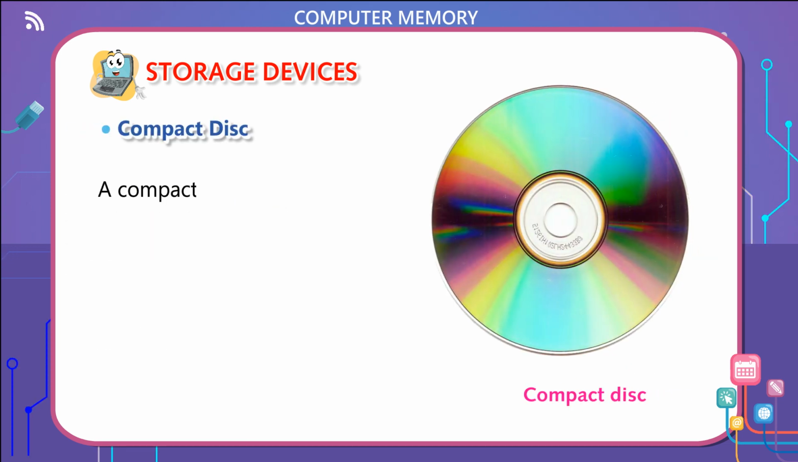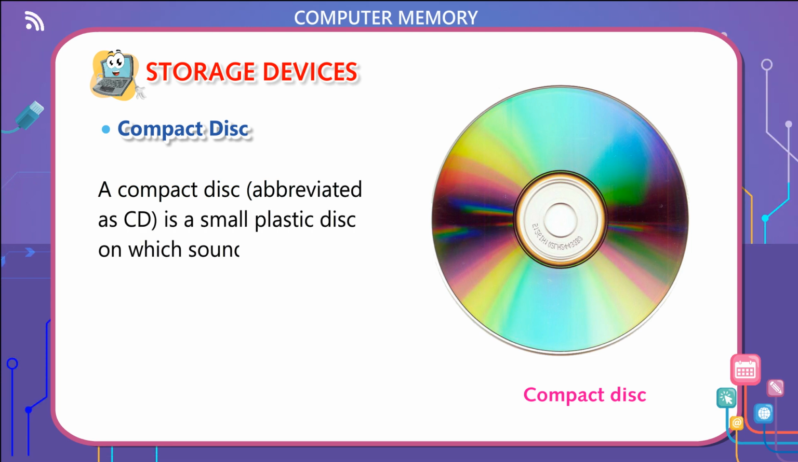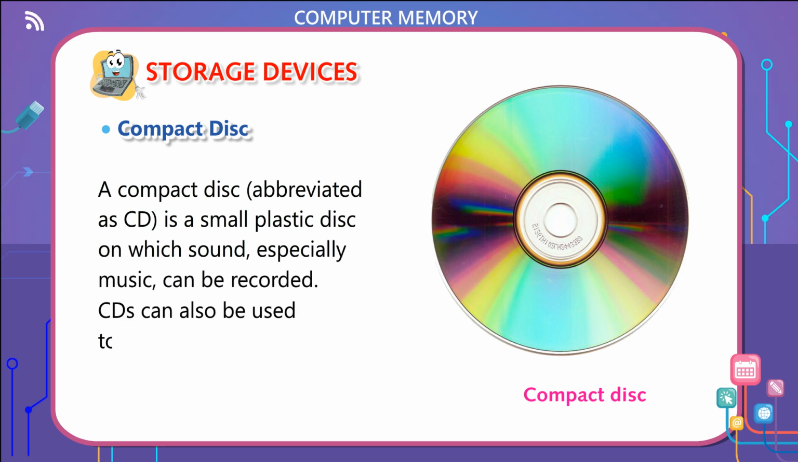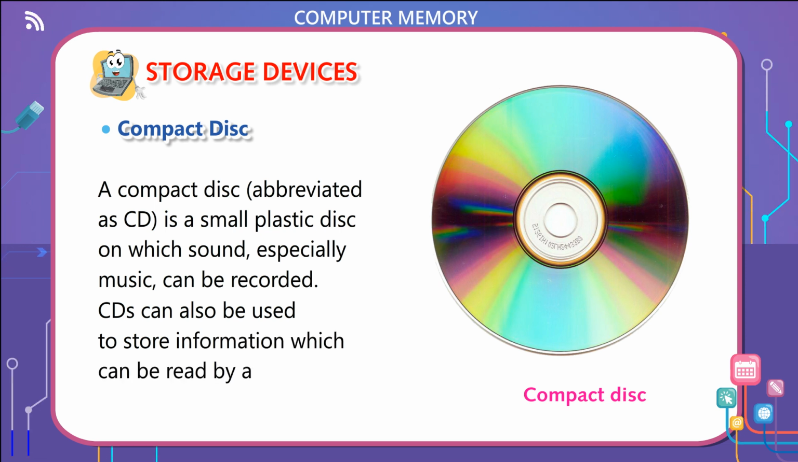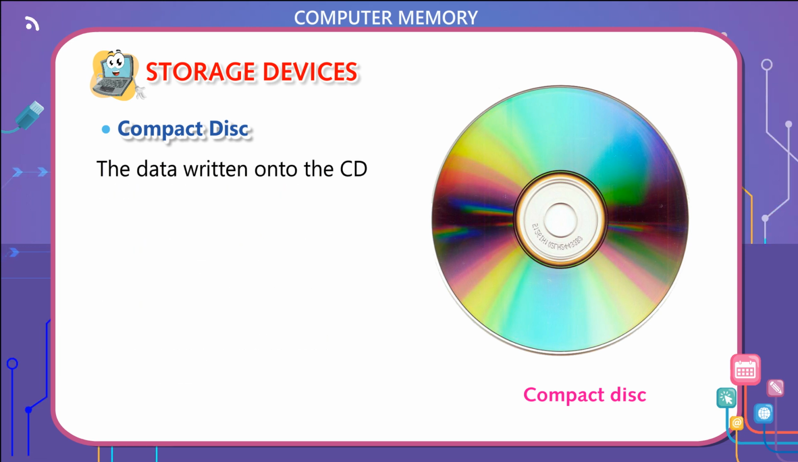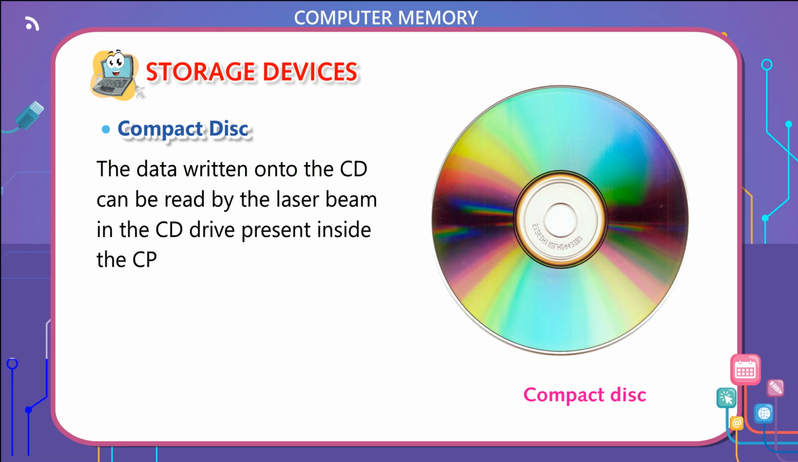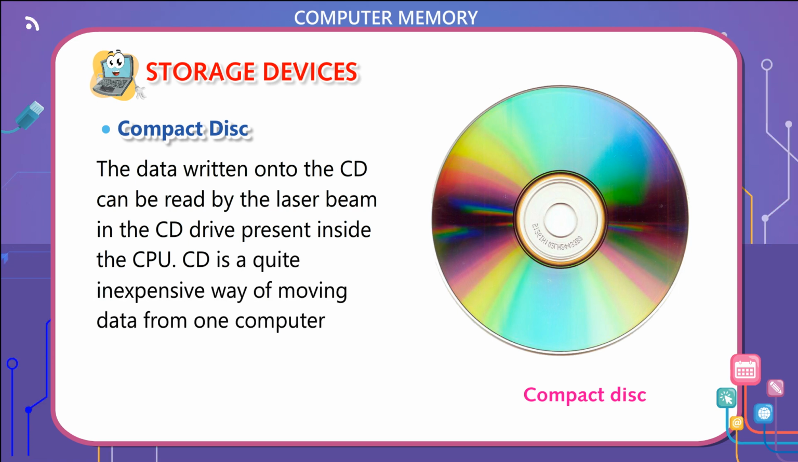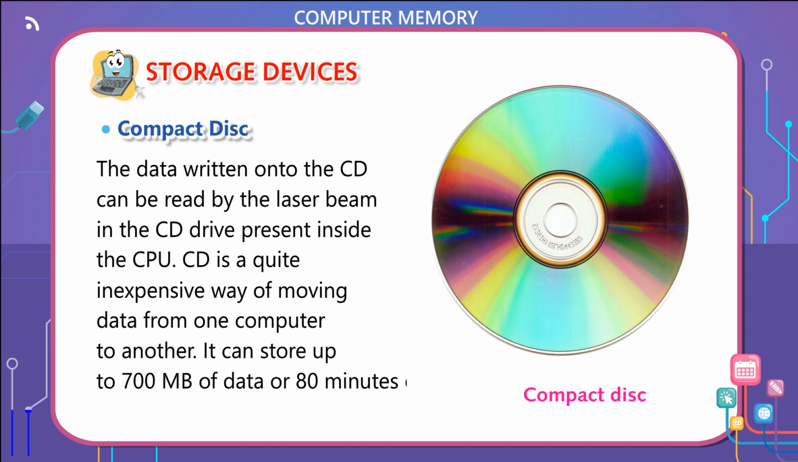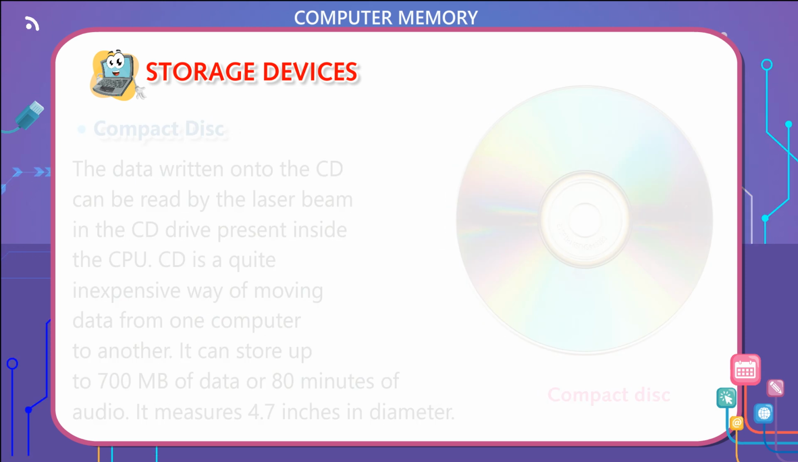Compact disk. A compact disk, abbreviated as CD, is a small plastic disc on which sound, especially music, can be recorded. CDs can also be used to store information which can be read by a computer. The data written onto the CD can be read by the laser beam in the CD drive present inside the CPU. CD is a quite inexpensive way of moving data from one computer to another. It can store up to 700 MB of data or 80 minutes of audio. It measures 4.7 inches in diameter.